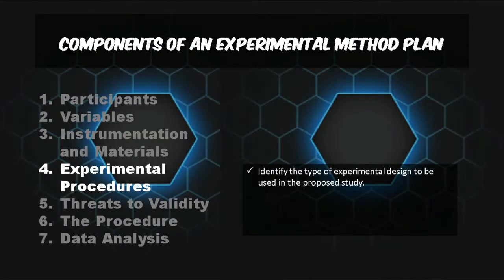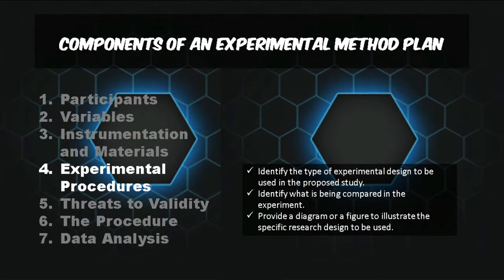Identify the type of experimental design that is to be used in the study. The different designs were discussed earlier. We have to choose from those. Is it pre-experimental design, true, or quasi? However, again, pre-experimental design is a weak design. Identify what is being experimented in your research. Provide a diagram to illustrate the specific research design to be used. When we discuss the different designs, they are accompanied by the diagrams, so the diagrams may look like those diagrams.